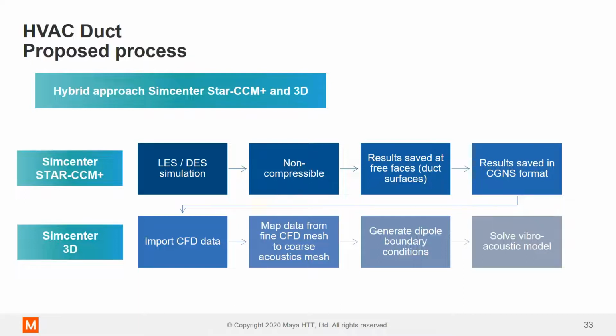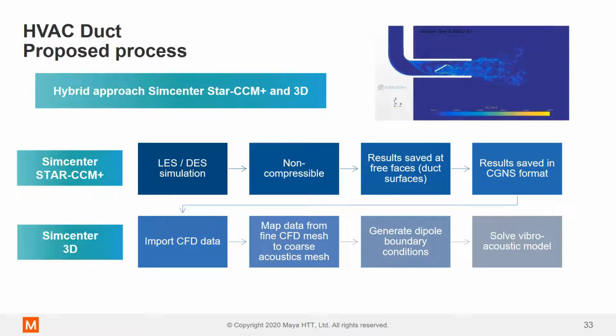So let's see how we can resolve this with regards to an HVAC duct using this method. Note that this approach again is only valid at low Mach numbers, so that there's no noise generated by the turbulence, as the quadrupole sources are negligible. So the first step would be running that transient CFD simulation.